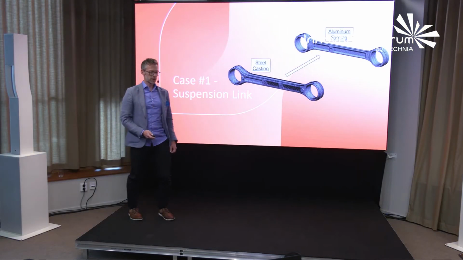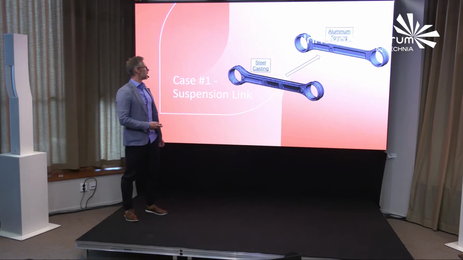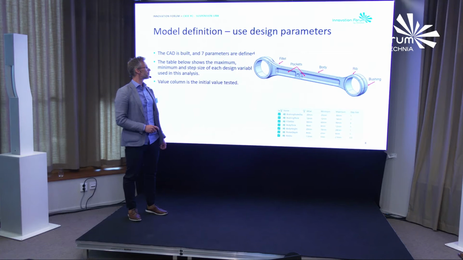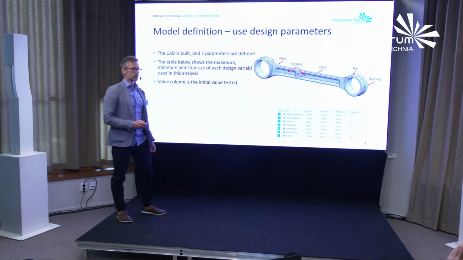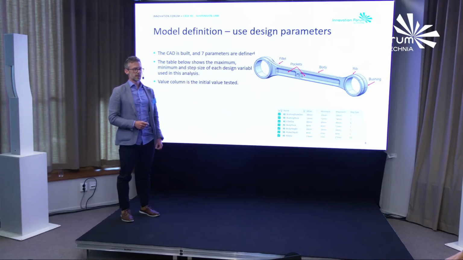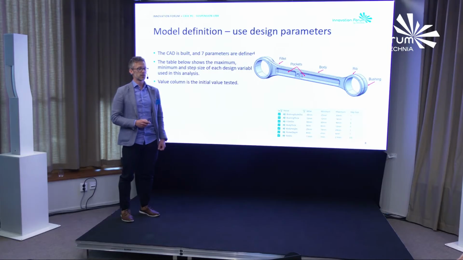The first one is this suspension link. It was made by casting steel. The OEM wanted a lighter and cheaper design, but it should still fulfill the physical properties, so it should have the correct stiffness. One idea was to use forged aluminium instead. So we decided to give it a try. Of course, the bushing positions are fixed. They cannot be changed because it's already in a suspension system, but everything else can be changed.